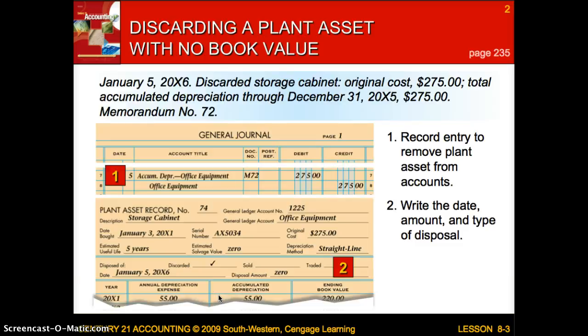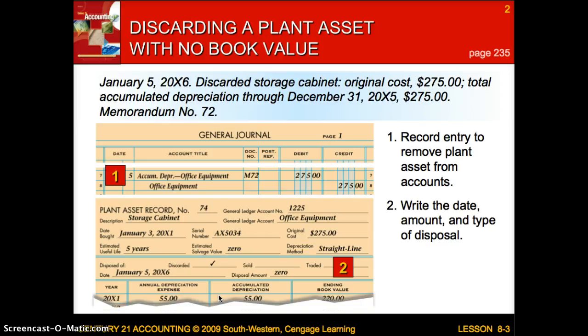Discarding a plant asset with no book value. Sometimes we have a plant asset that we have used so long that there's no estimated salvage value left. We have used it so long that there's no salvage value that someone wants. No one's going to pay us anything for this asset, so there's no book value.